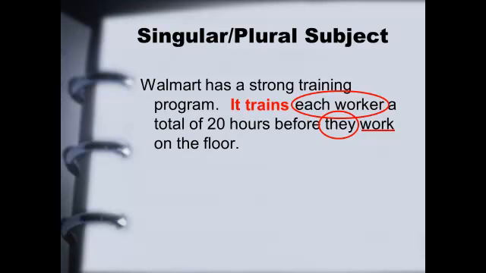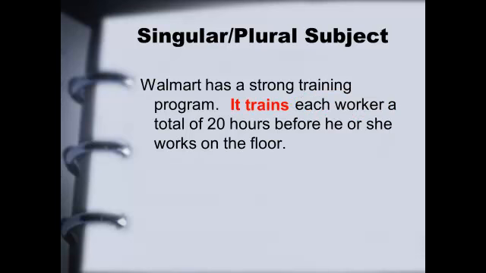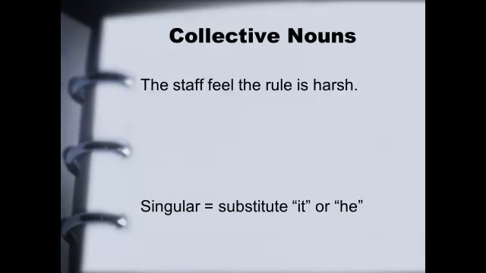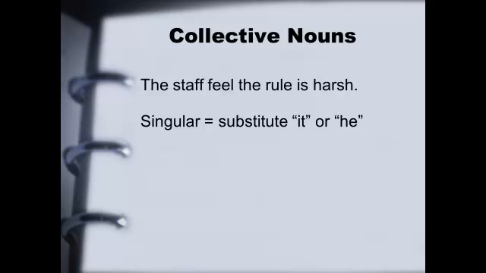It also messes up the word work. If we're going to use each worker, which we should, we need to use he or she with it and then also change the word work to works. Each worker, he or she, works on the floor. Everything is consistent across that sentence and it's very clear. Collective nouns can cause a bit of a problem too. These are nouns that can work both as a group or a singular. The staff feel the rule is harsh. Okay, so we're talking about the entire staff working as one unit. That's singular.